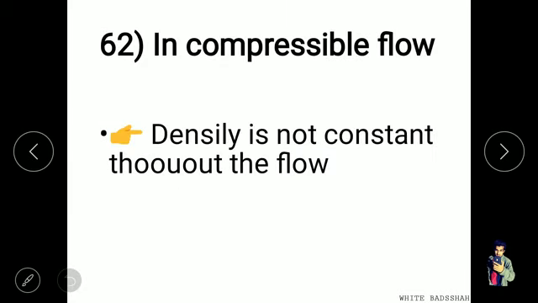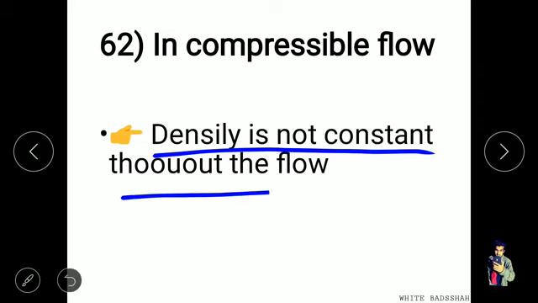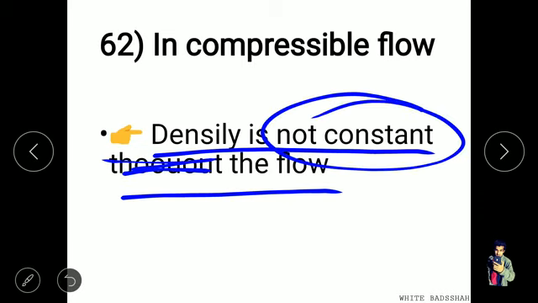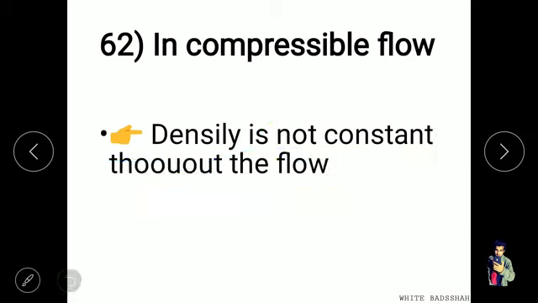Now in compressible flow, the density is not constant throughout the flow. But in incompressible flow, the density is constant.